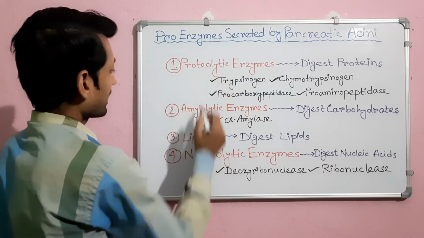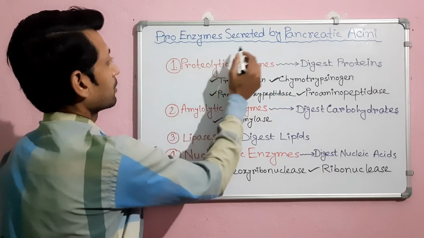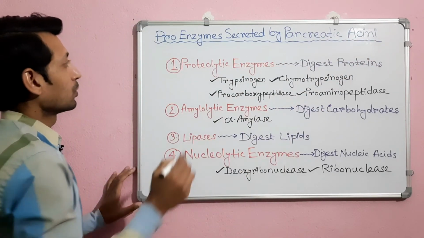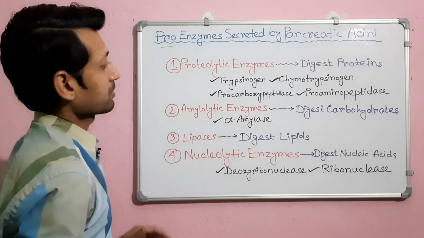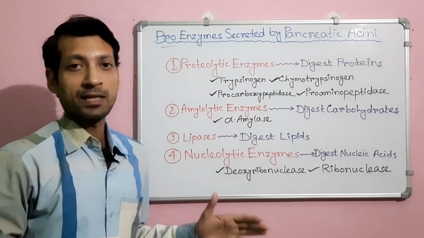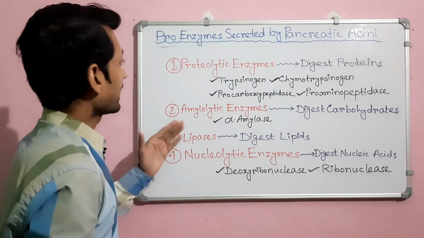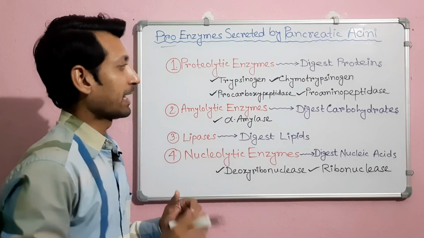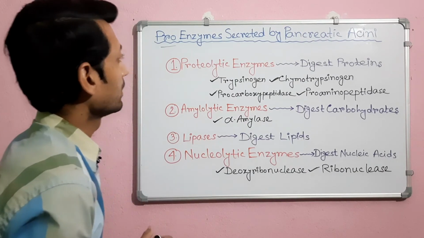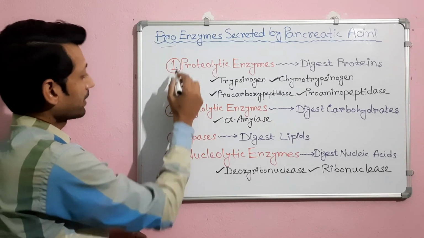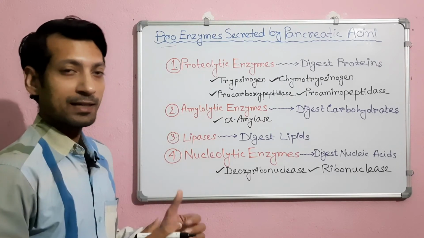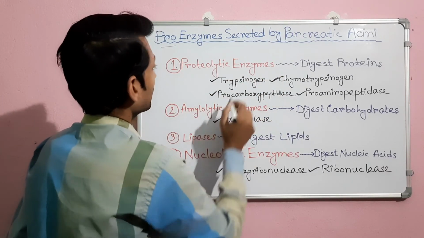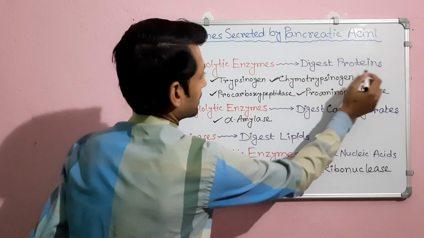Here I have made a list of some proenzymes which are secreted by pancreatic acini. Now, why proenzymes? Because initially the enzymes are inactive. They only become active when they reach the lumen of the small intestine and perform their functions. So, mainly 4 categories of enzymes are released. Number 1, proteolytic enzymes. These enzymes help to digest proteins.